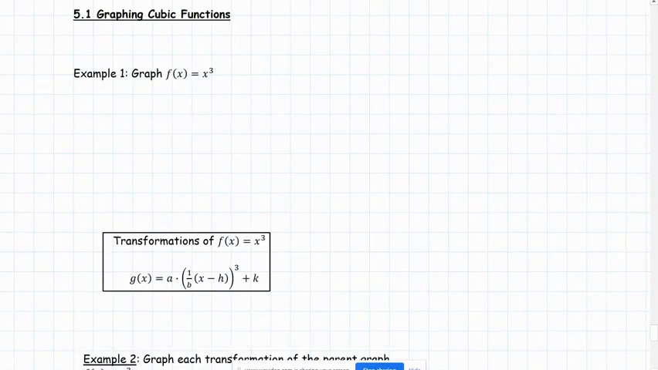In this lesson, we'll get an introduction to cubic functions and learn how to transform them left, right, up and down, vertical stretch, horizontal stretch, and so on.